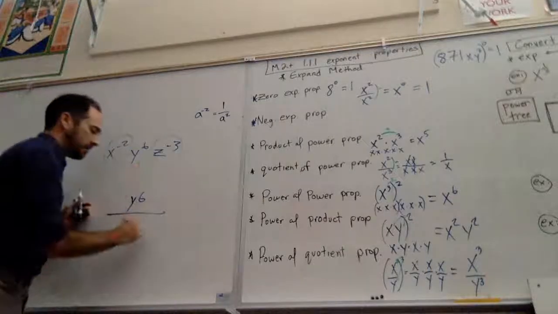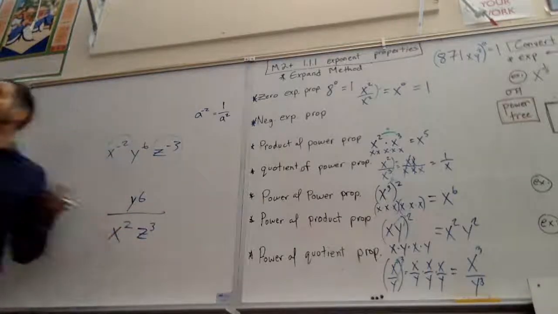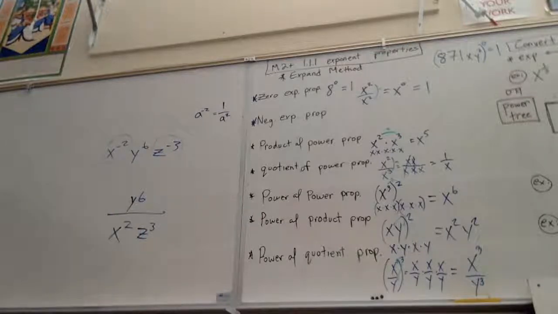Z to the negative 3 moves down. Now it's z to the third. Done. I'm going to do one more, it could be a challenge problem, but it's just going to be another practice, because I know you can do this now.